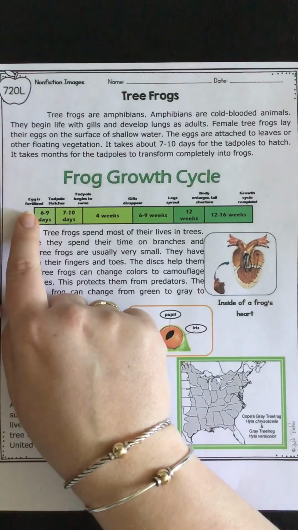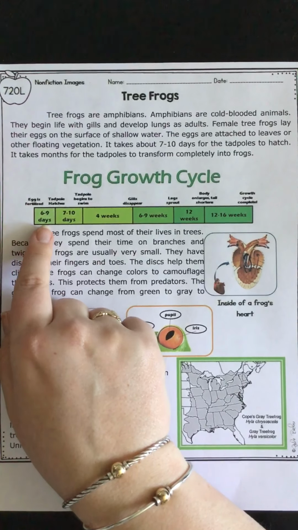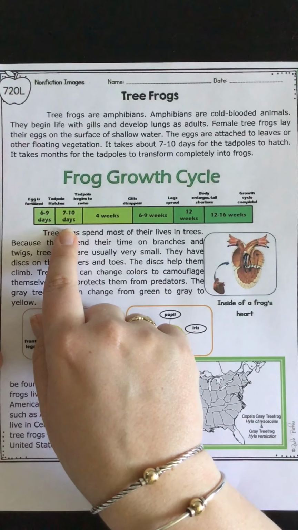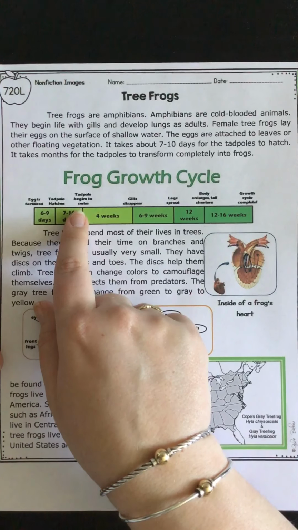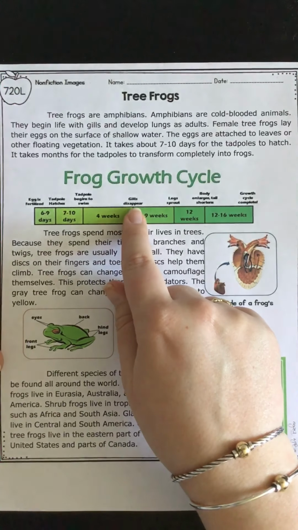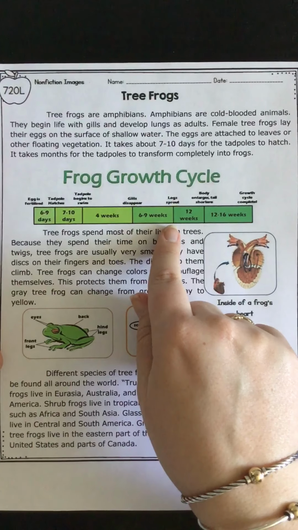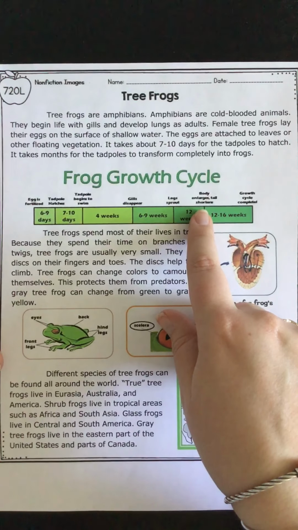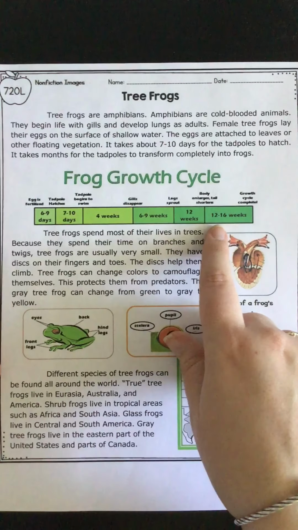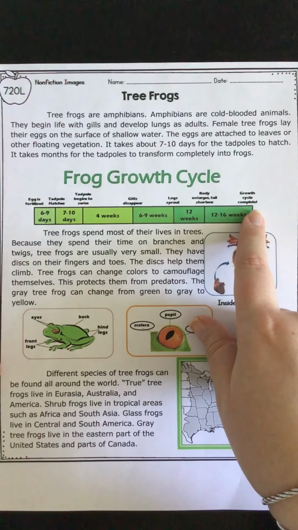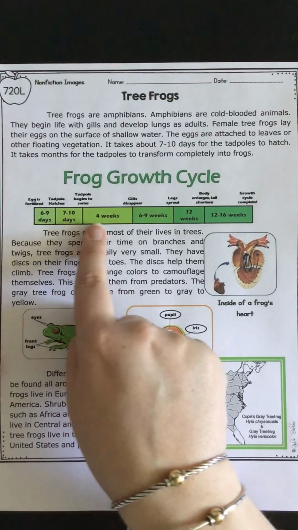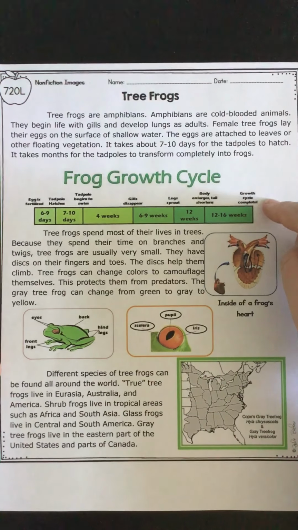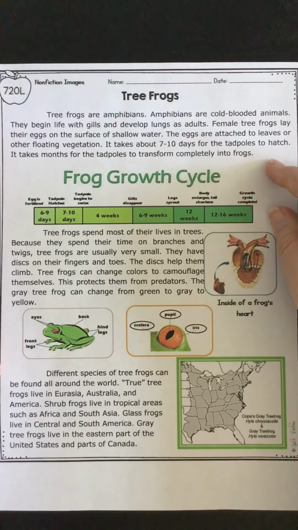So the very first thing that happens is the egg is fertilized, and after 6 to 9 days, a tadpole hatches. Then 7 to 10 days later, tadpoles begin to swim. 4 weeks after that, the tadpole's gills disappear. 6 to 9 weeks after that, their legs sprout. 12 weeks after that, their body enlarges and their tail shortens, and then 12 to 16 weeks later, the growth cycle is completed. So this is the life of a frog. We see all of their milestones and all the important events in their growth cycle right here. This, again, is an example of a timeline.